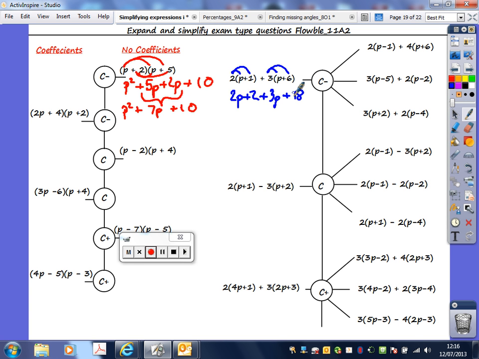Can someone talk me through how we simplify these type of ones? Poppy. You do the p's. Yeah, so we've got 2p and 3p, and then the times. No, what times? You add the numbers. Good, so 2p plus 3p is what? 5p. 5p, and then we've got 2 plus 18, which is 20. When we're doing it, read what it says, okay? So that's 2p, and that's positive 3p, so you add. That's positive 2, and that's positive 18, so that's positive 20.